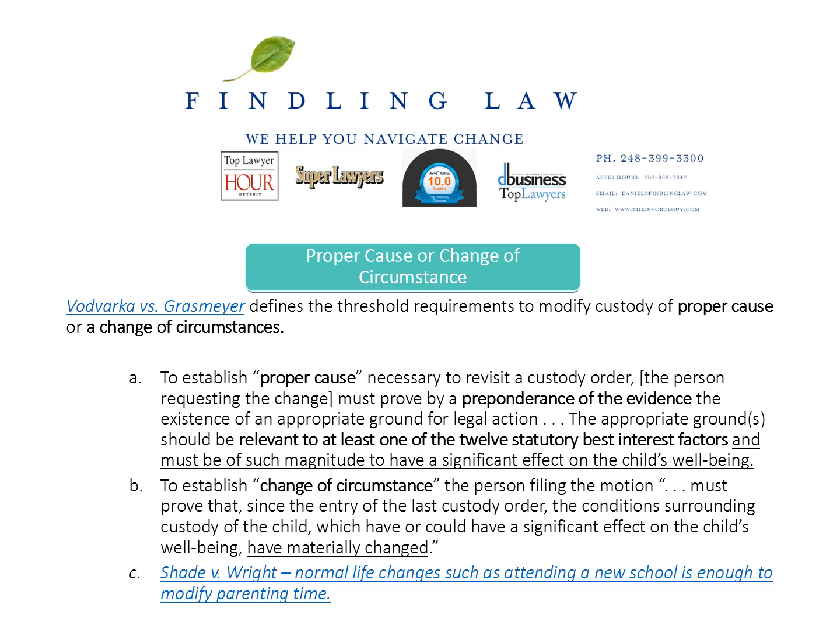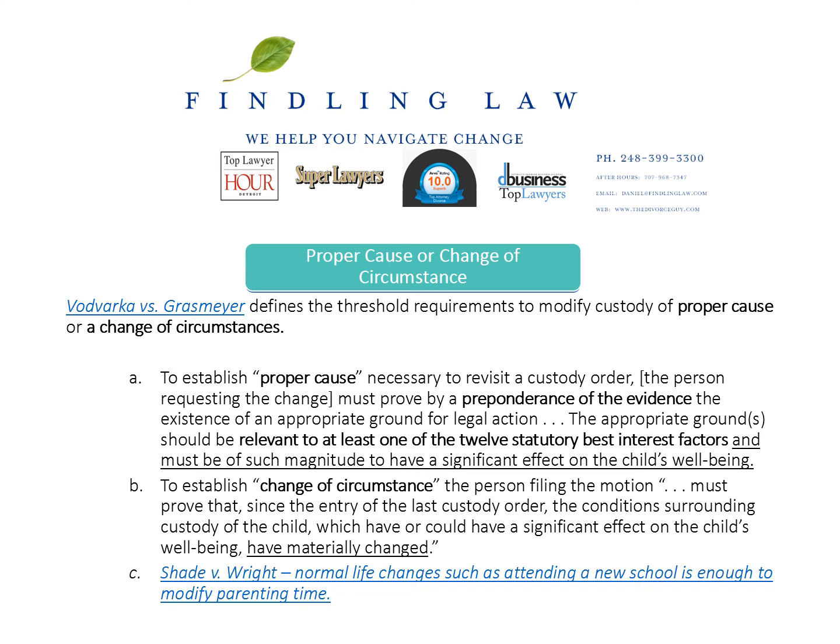And Shade versus Wright says that the threshold requirement to modify parenting time is significantly lower than to modify custody, whether it's legal or physical custody. Well, what rises to proper cause or change of circumstance? What is a significant change that has an effect on the child's well-being?